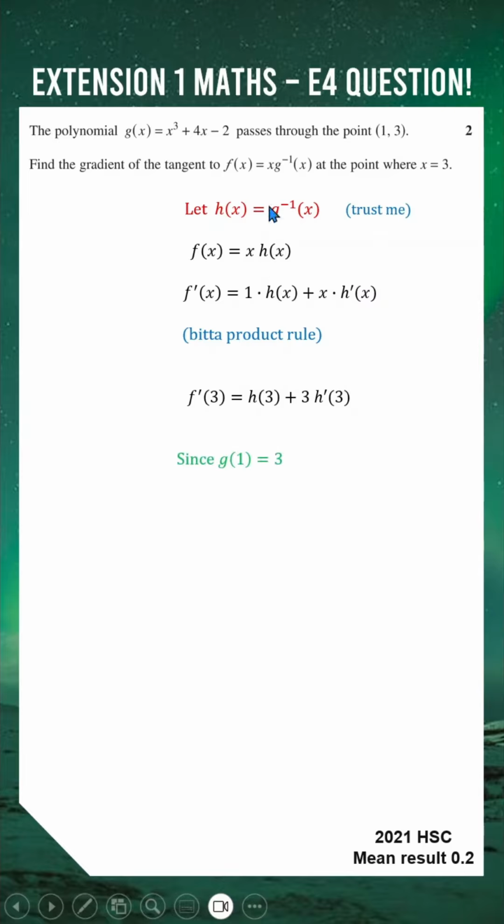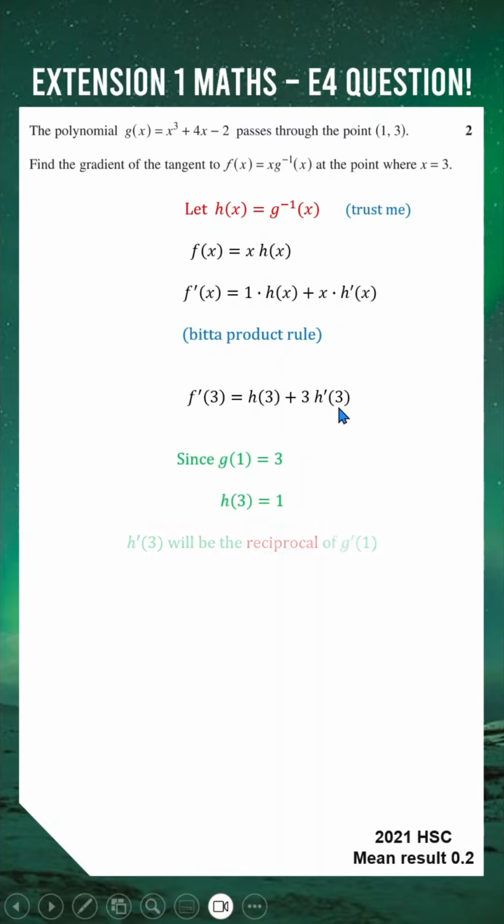First of all, we know that this original function, g, passes through (1, 3). That tells me straight away that the inverse function is going to pass through the inverse point, which is (3, 1). Okay, so h of x, which was the inverse, passes through (3, 1). So h of 3, which is just here, is just going to be equal to 1.